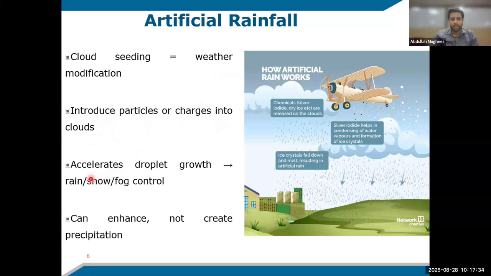So what happens is that it accelerates droplet growth, which causes rainfall, snow, maybe fog. So what we can do is, since we can make those clouds heavier, which may cause rainfall, snowfall, maybe change the fog to water vapors. We can change the type of weather in the environment. So that can really do a good job, because we then can control flooding that is occurring in a lot of areas. How does flood occur, right?